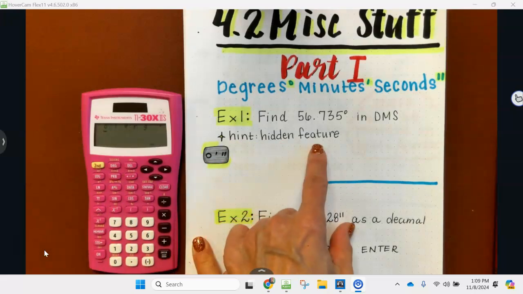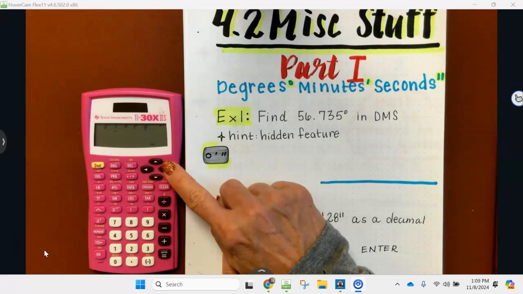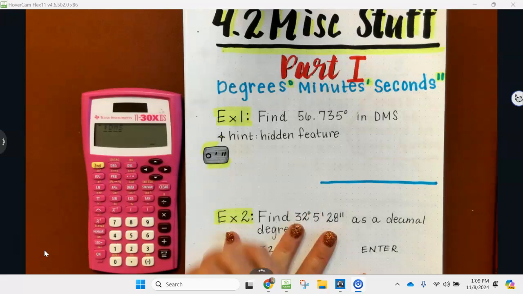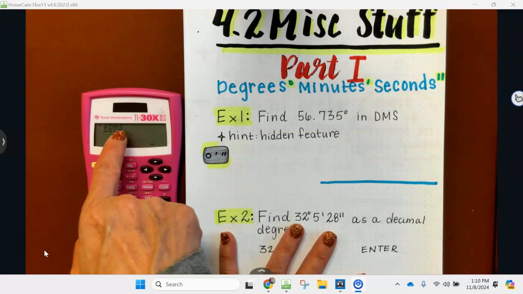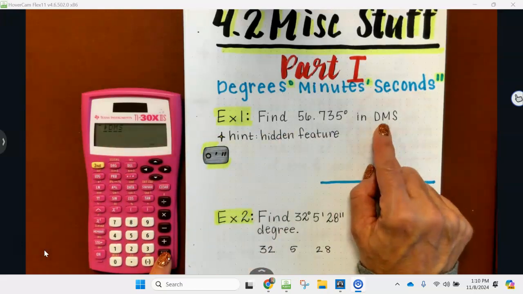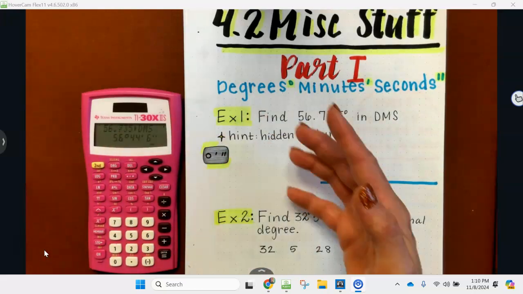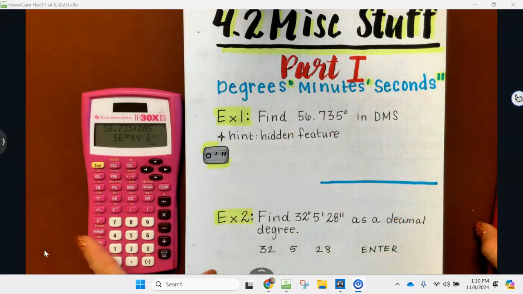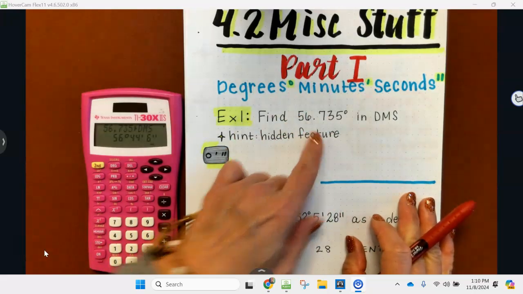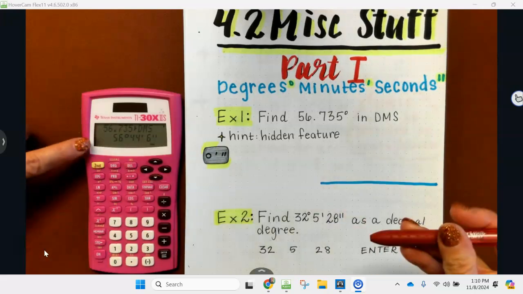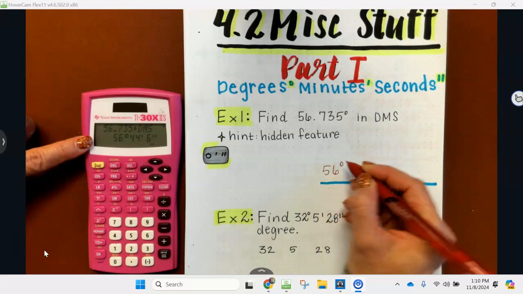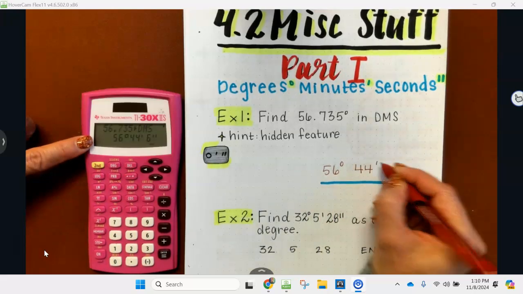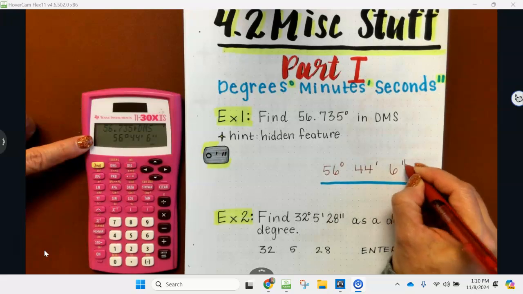And it's kind of a hidden feature. We're going to arrow past, and then it's going to, voila, appear on your screen, and it's asking if you want it to be converted to degrees, minutes, seconds, and we do. So I'm going to hit enter one more time, and that right there is the answer. So this decimal degree in degree, minute, second form, make sure you use the symbols also, is 56 degrees, 44 minutes, and 6 seconds.